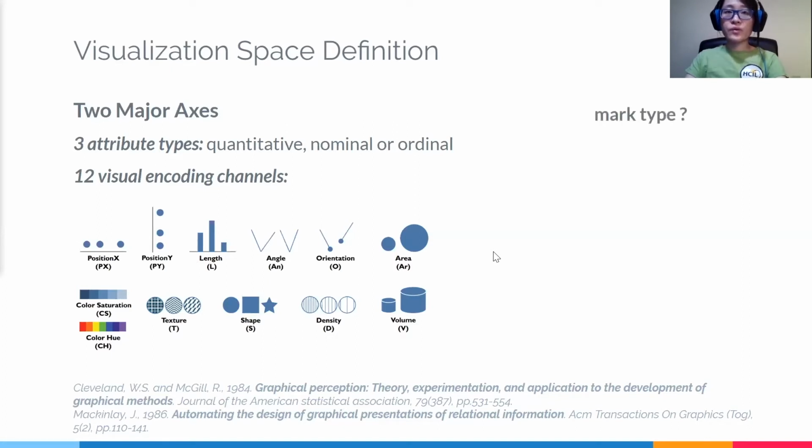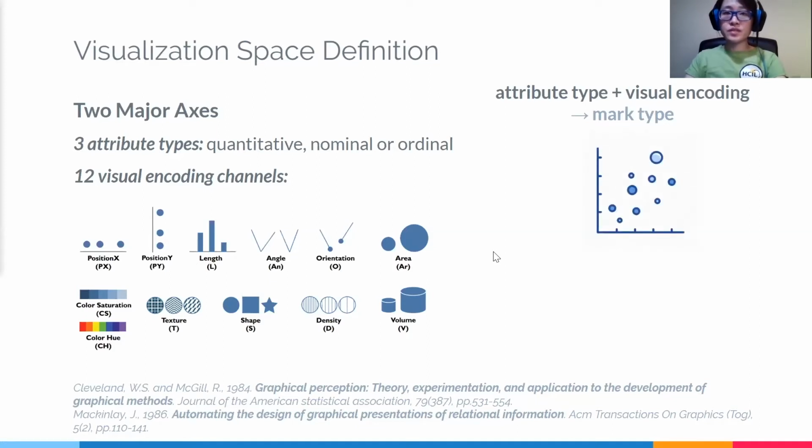Here, we don't vary the design space by mark type, since we find that mark types are associated with specific combinations of attribute types and visual encodings. For example, if position X and position Y are used to represent two quantitative attributes, then the predominant mark type is point, which will come up with a scatter plot. On the other hand, if position X and length are used with ordinal and quantitative data, then the predominant mark type is bar, which will show a bar chart instead.